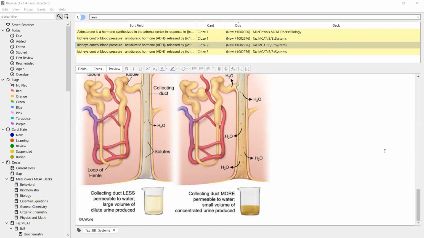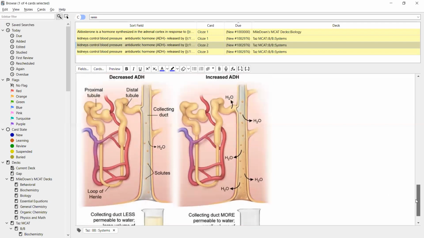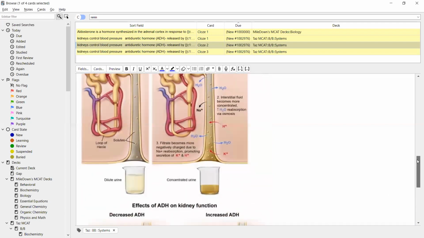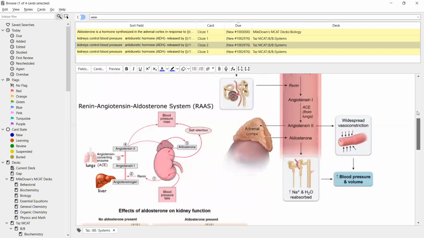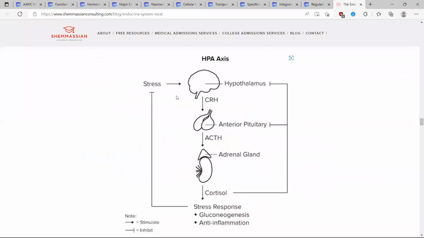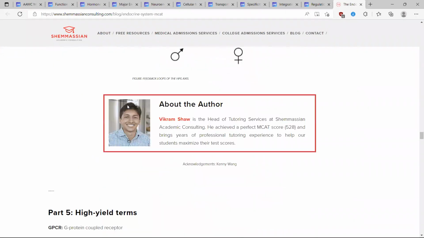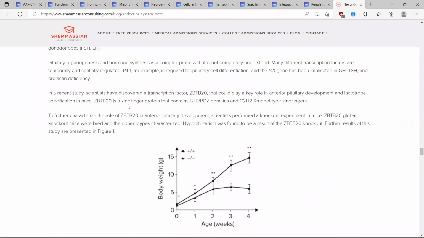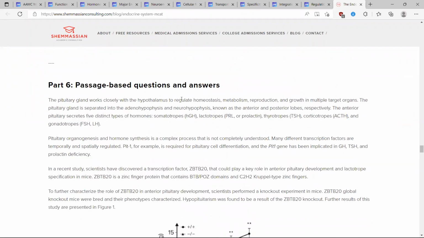Okay, awesome. Very good. We're going to revisit this when we talk about the kidneys. There's a lot to talk about with the kidneys. So very good. Now I think we are ready for a passage.